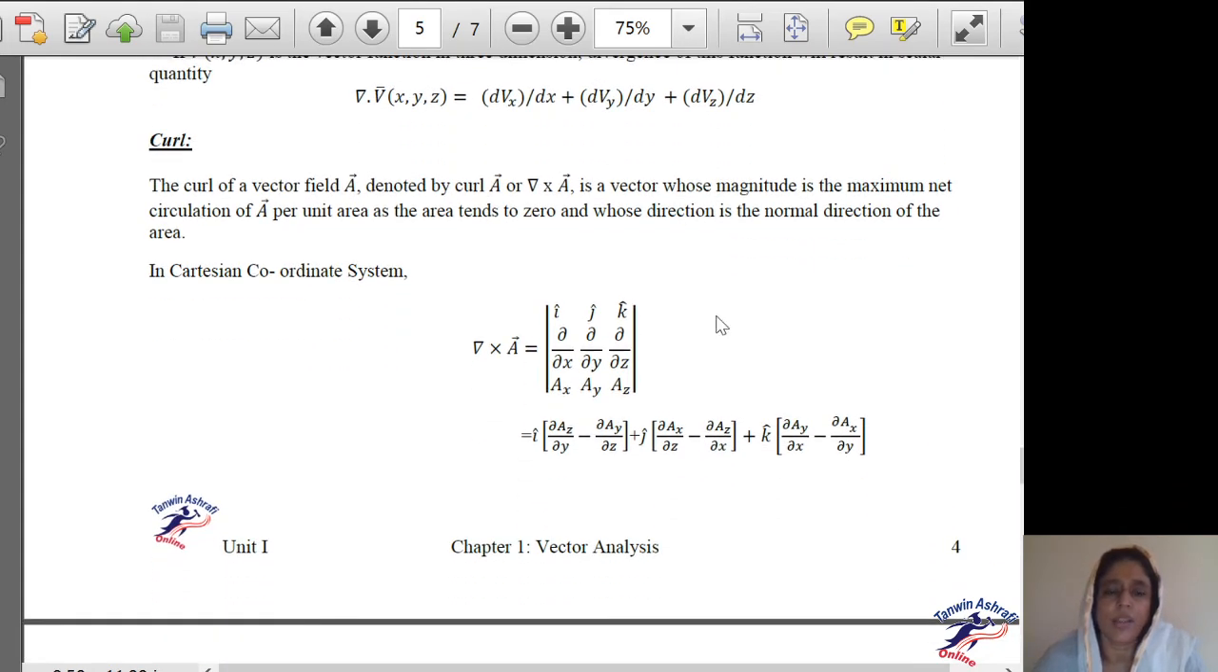Curl. The curl of vector field A, denoted by curl A or del cross A, is a vector whose magnitude is the maximum net circulation of A per unit area as the area tends to 0, and whose direction is normal to the area. So in the Cartesian coordinate system, del cross A, the curl of A, is equal to the determinant of i j k, ∂/∂x ∂/∂y ∂/∂z, Ax Ay and Az.